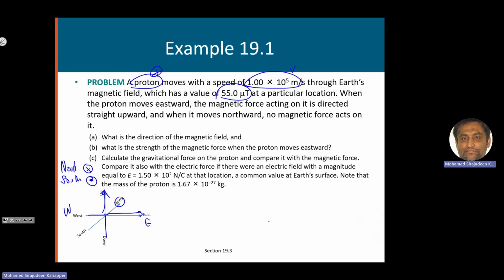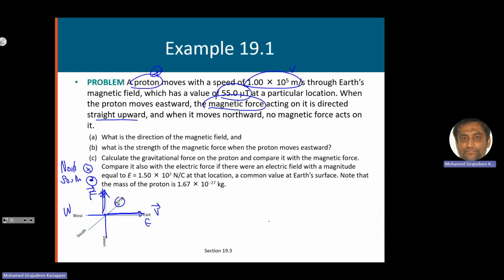So our magnetic field, we don't know what the direction is. We really don't know. He's asking us to find the direction of the magnetic field. We are talking about the Earth's magnetic field, but let's say we don't know the direction. He's saying this proton is experiencing a magnetic force in the upward direction. So the magnetic force is up. The velocity is east.